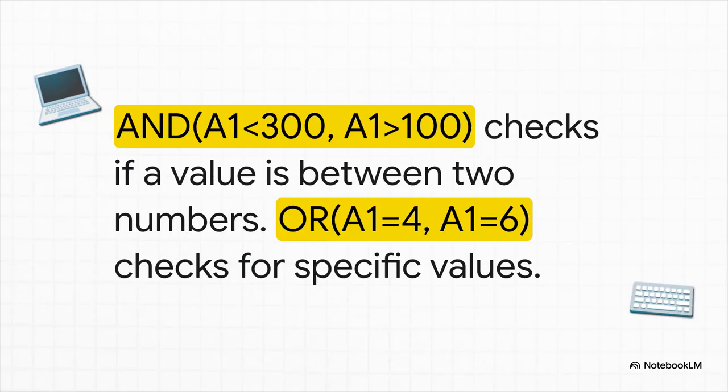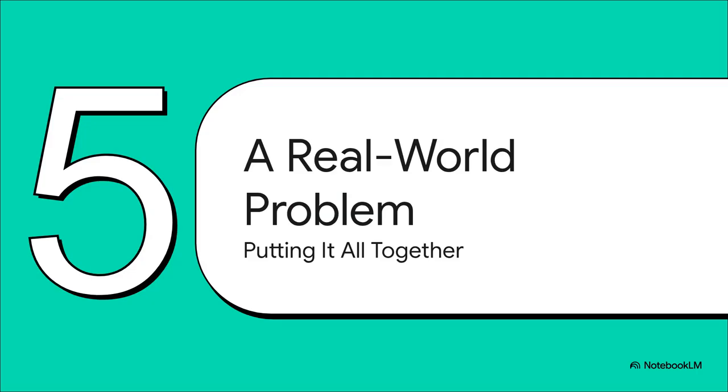And in a spreadsheet, it looks just like you'd expect. If you want to check if a number in A1 is between 100 and 300, you just write and then put both conditions inside. Same for or. If you want to see if A1 is a 4 or a 6, you just wrap those two checks inside an or.